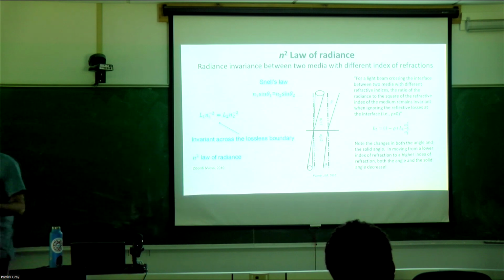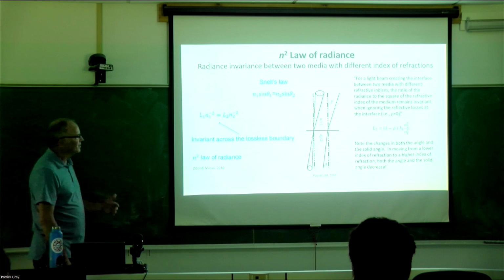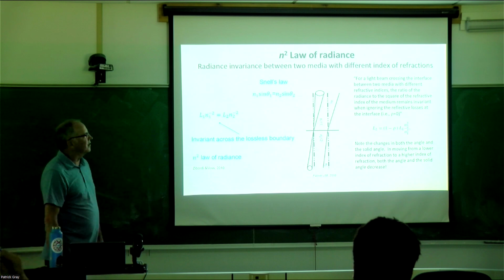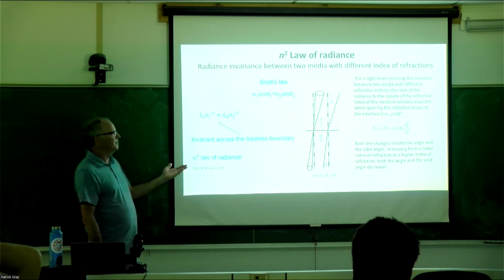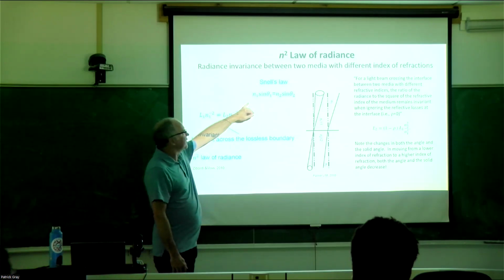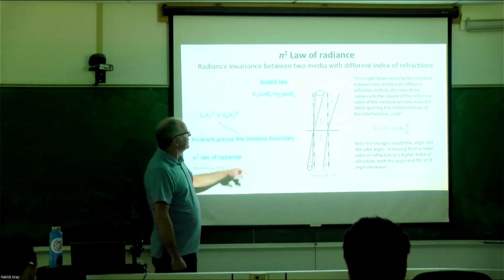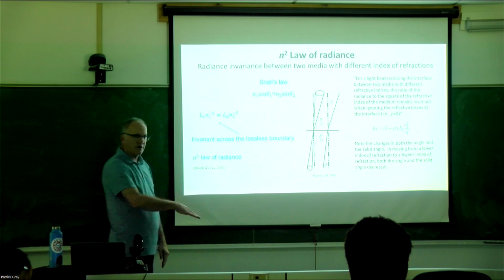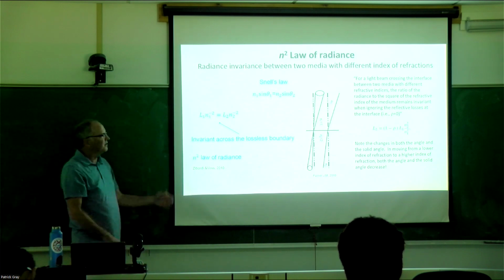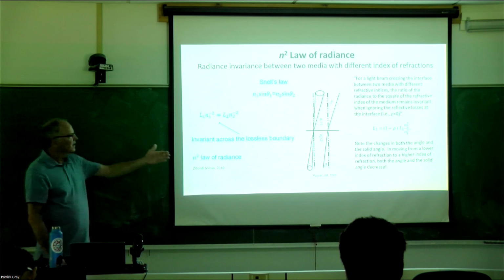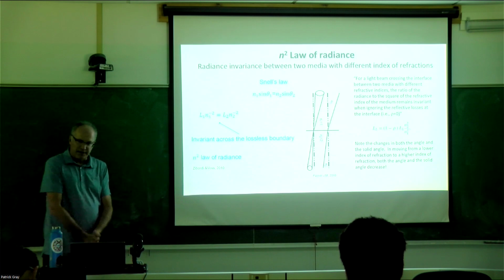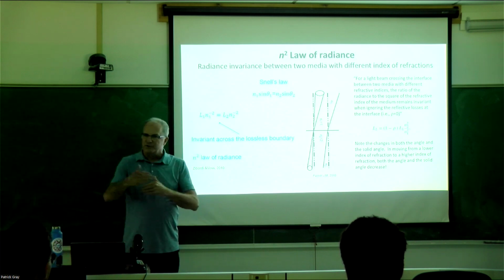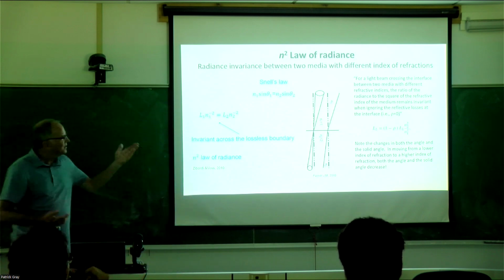Wasn't sure if this is the best place to put it in today's or tomorrow's lecture, but there is another law of irradiance called the n squared law of irradiance. And it's based on Snell's law, which is basically you've got a medium with index of refraction n1, and we're looking at a sine angle of theta 1. You're going across from one medium to another, and the other medium has a different index of refraction, n2. And that comes out at a different angle. So that's just Snell's law, how you get transmission through two different indices of refraction.